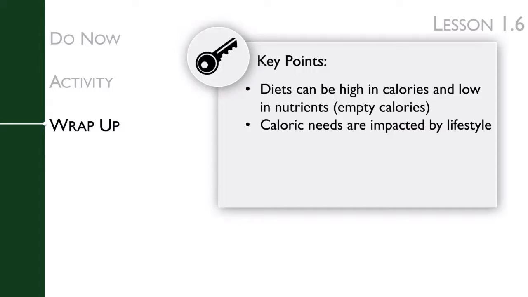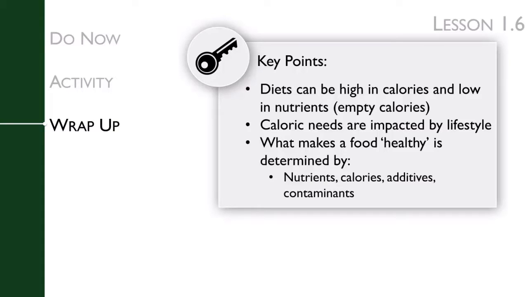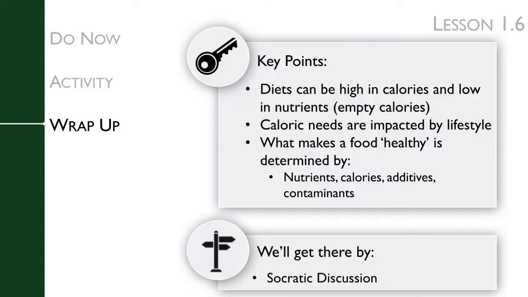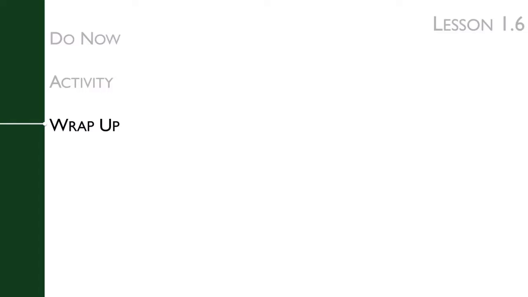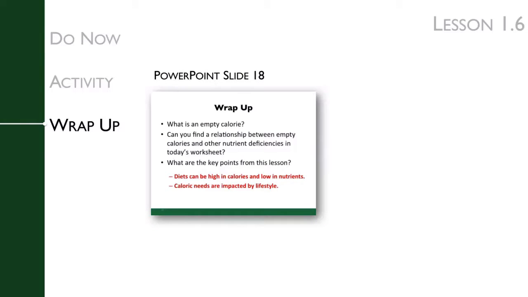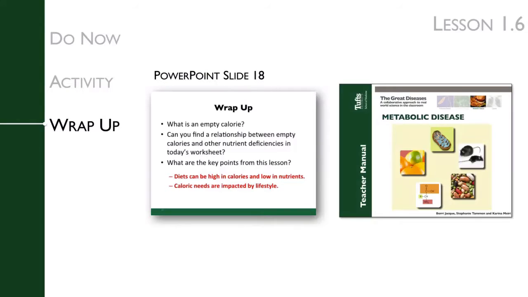Caloric needs are impacted by lifestyle, and what makes a food healthy is determined by what is in that food, including nutrients, calories, additives, and contaminants. We'll get there by having a Socratic discussion with the students. The wrap-up asks students questions that are used to summarize the content that they learned both in this lesson, but also throughout Unit 1. The teacher's manual provides the discussion prompts and answers to the questions posed in the wrap-up.